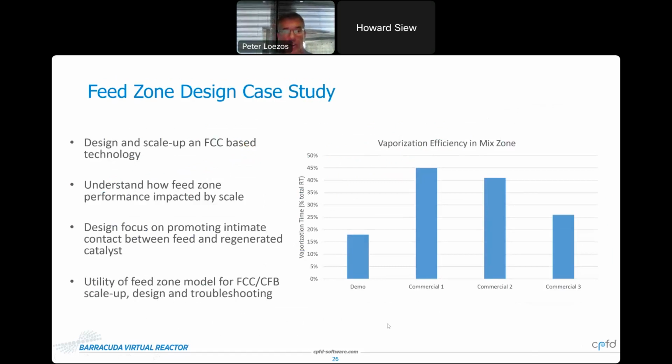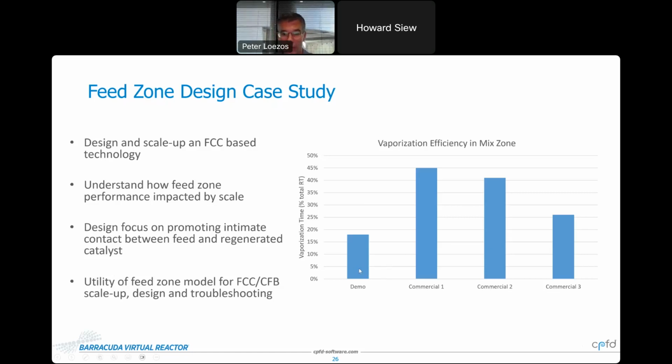So let me touch on a case study regarding the feed zone. In this specific example, we were supporting a client in the design and the scale up of an FCC-based technology. If we look at the plot on the right, what this client was trying to do is understand how the feed zone performance was impacted by scale. So what I'm doing is I'm plotting vaporization time, as a percentage of the total residence time, for their demonstration unit and 3 different commercial designs.